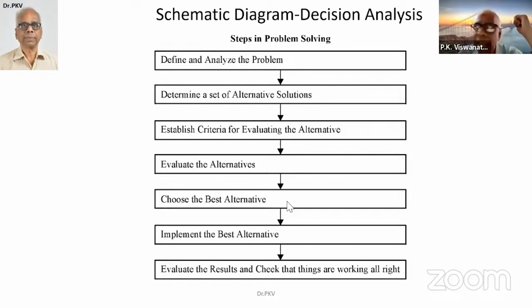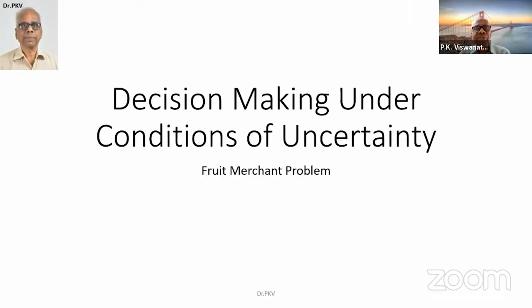Here, there is one catch. Before you implement the best alternative, there will be a lot of uncertainties or adverse consequences, and therefore you will have to be careful. And therefore we say decision making under conditions of uncertainty, where probability plays a major role.